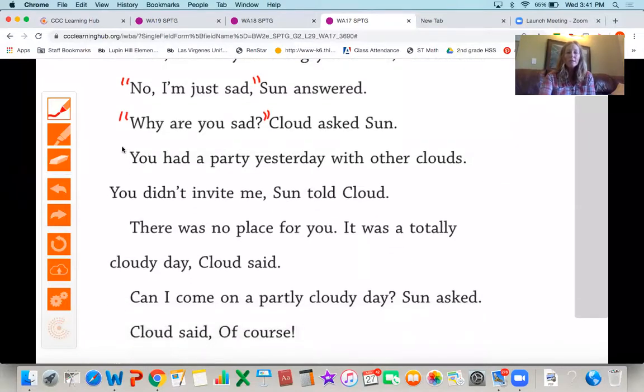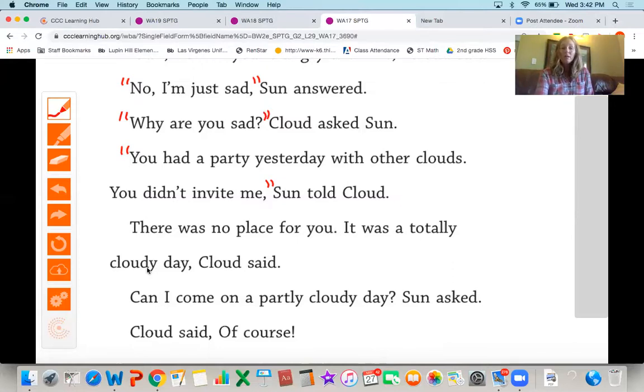So here we see this is where the conversation continues, and Sun begins to say, "You had a party yesterday with other clouds." But we're not going to put quotation marks here, even though there's a period. Sun was still talking, even after this period. So we're not going to put the quotation marks there because he's not done talking. "You didn't invite me." Now we put the quotation marks after that comma that shows us he's done talking, and now it's stating who's talking. Sun told Cloud.